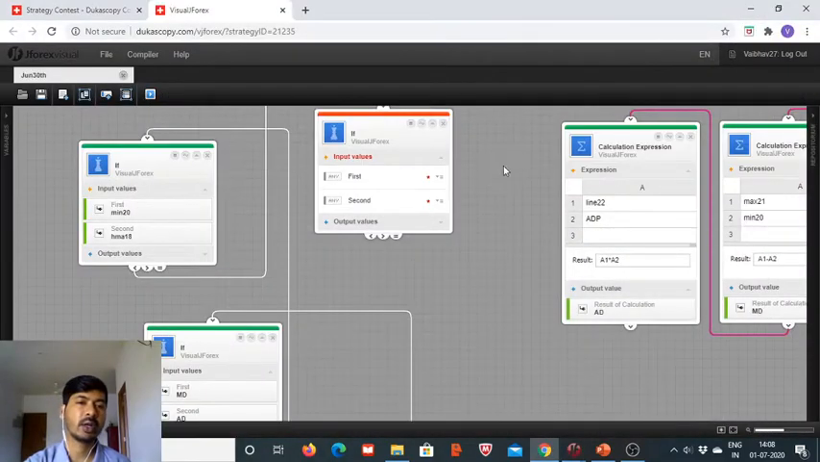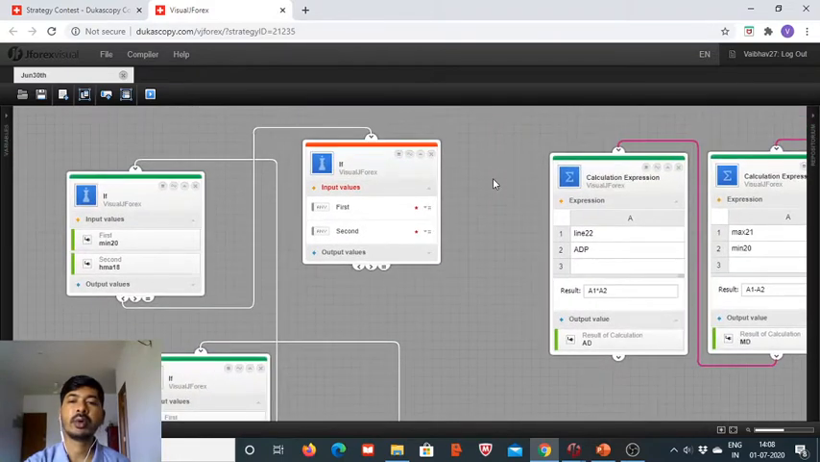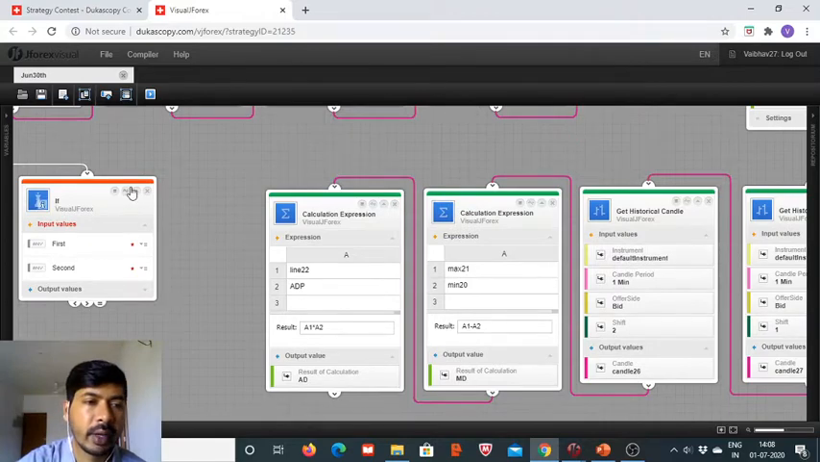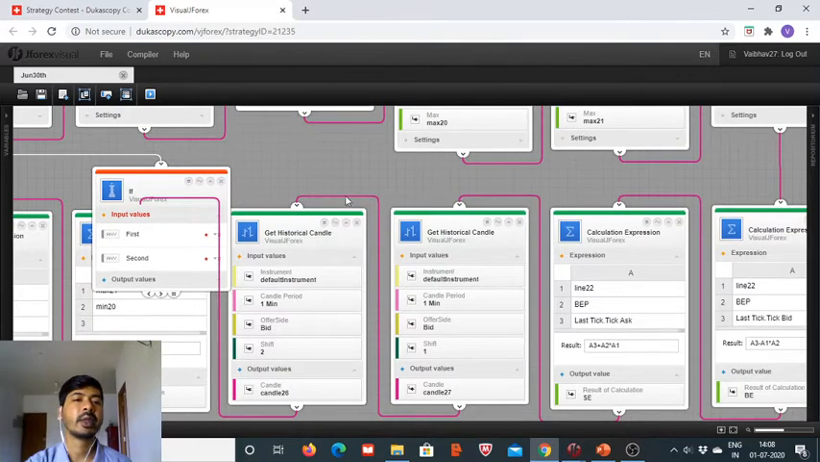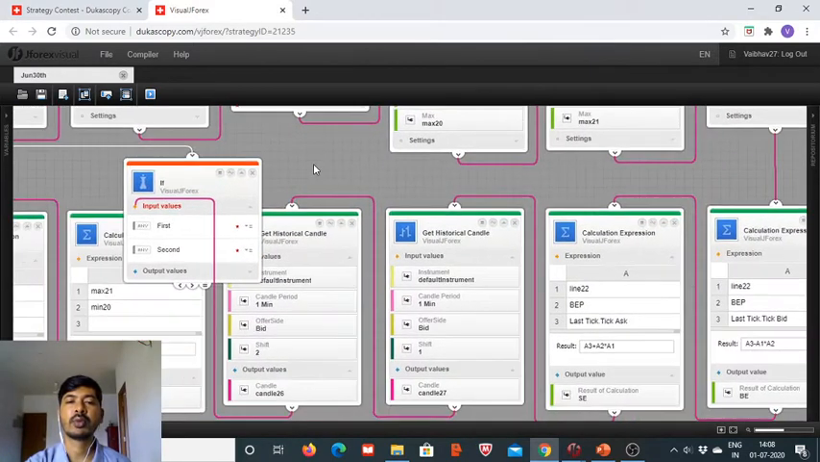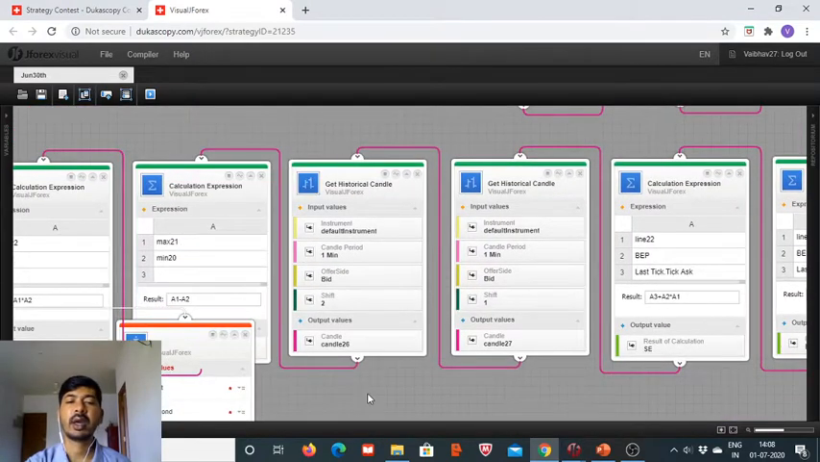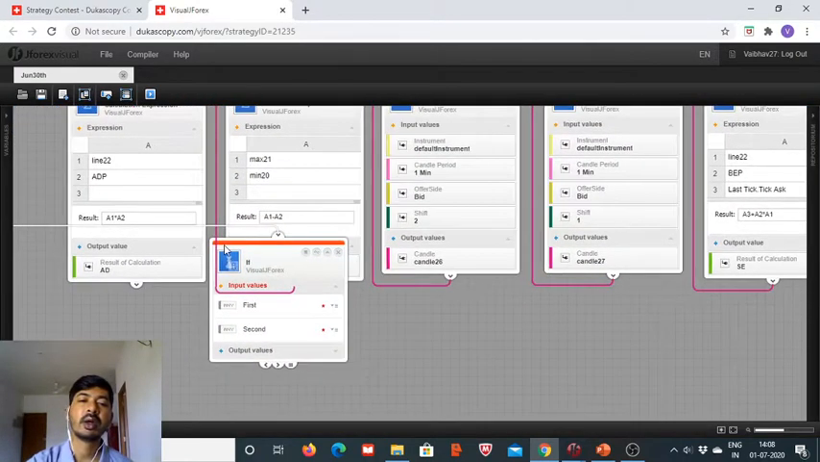So I think most of the conditions are in place, and now what we will need to do is look at the last two candles of 1 minute each and then compare those to the last hour's closing level. So here come these two get historical candles of 1 minute each, and we have to take into account the closing levels for candle 26 and candle 27.